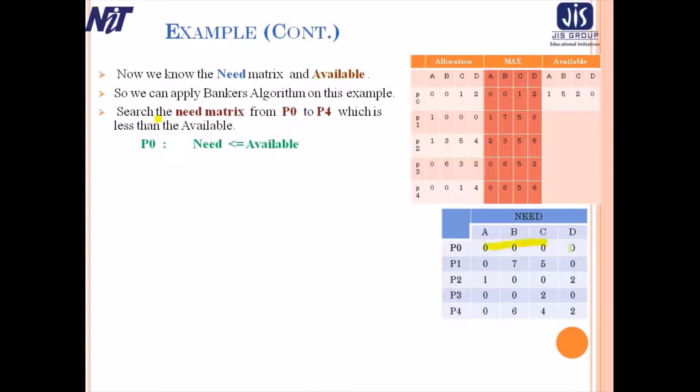P0's need is 0 0 0 0, so that is less than or equal to available. This statement is true. So P0 starts its execution. P0 is executing, it is in running state. After completion, P0 terminated, and the resource which P0 held at the beginning, that is 0 0 1 2, will come back to the available resources.